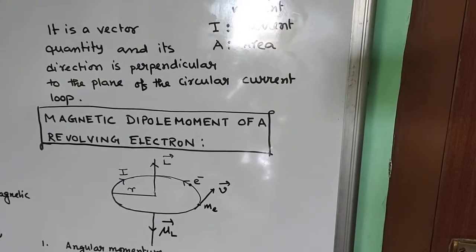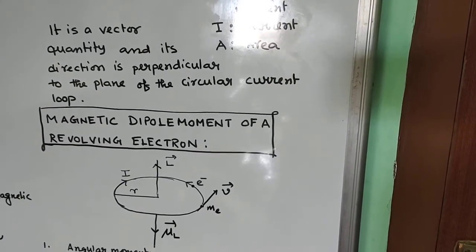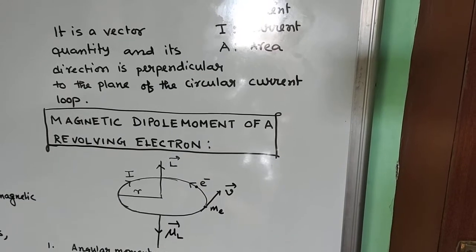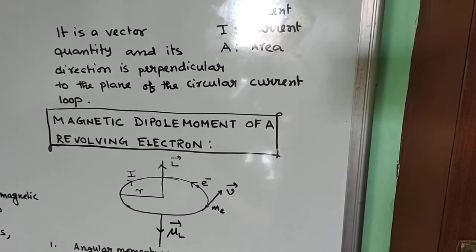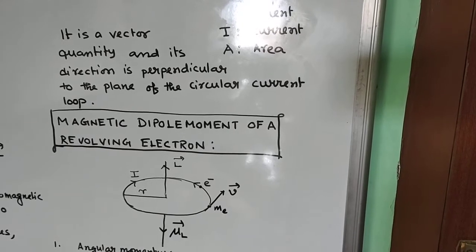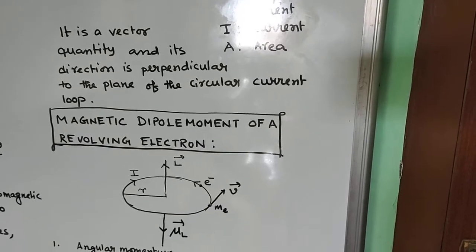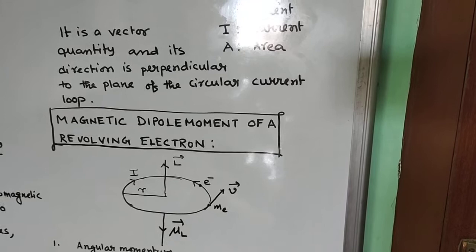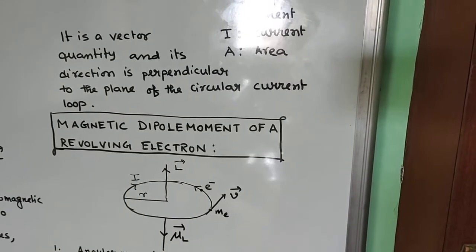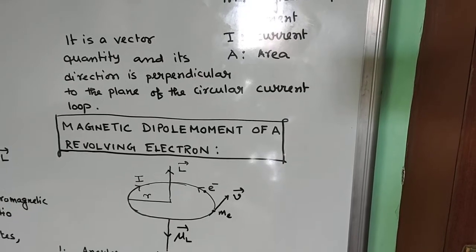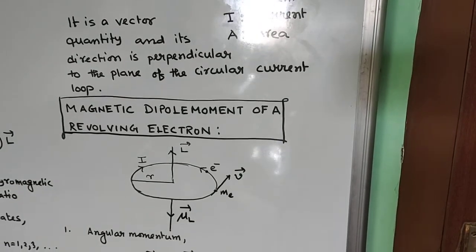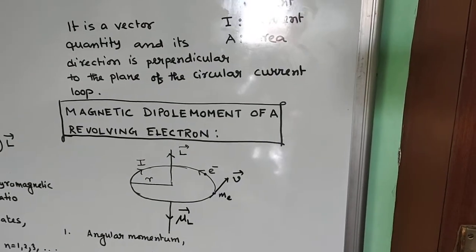If the curled fingers give the direction of flow of current, then the thumb gives the direction of magnetic dipole moment, as well as if the direction of velocity is in a particular direction, then the thumb gives the direction of angular momentum. This is just the right hand thumb rule.